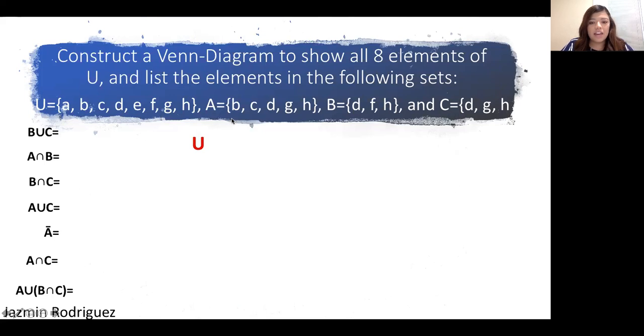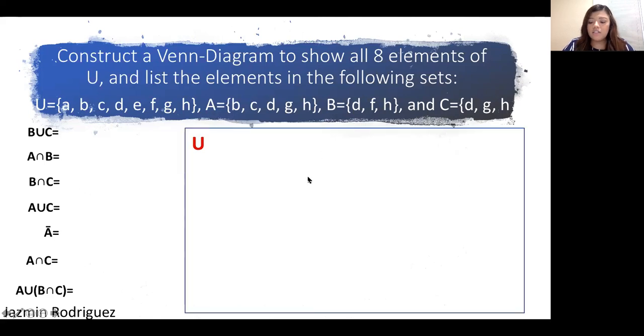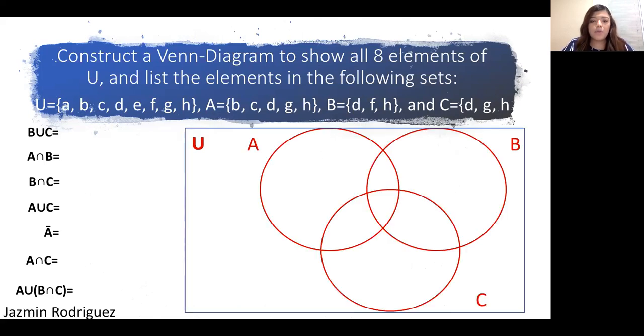We are given that A will have B, C, D, G, and H. B will have D, F, and H, and C will have D, G, and H. So the first thing we're going to do is go ahead and build our Venn diagram. We're going to label this part A, this part B, and this part C. And then the next thing we're going to do is put everything that belongs in set A into our set A.